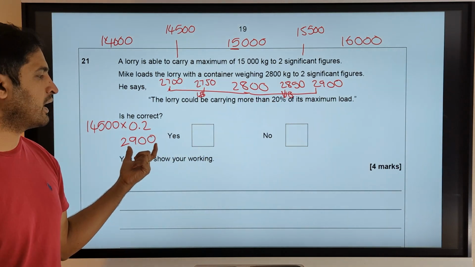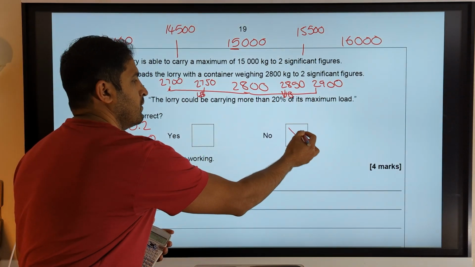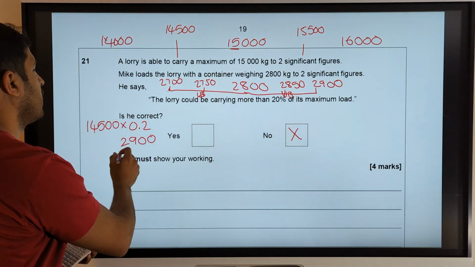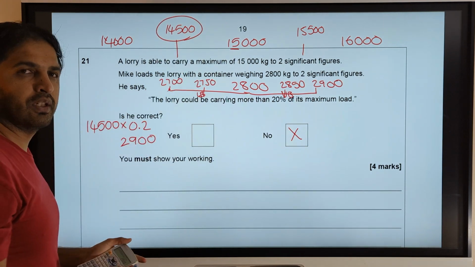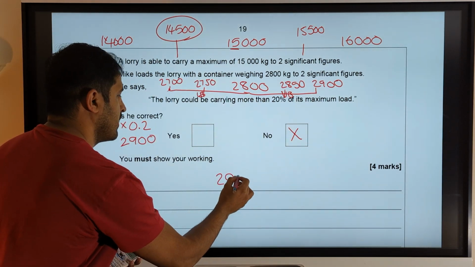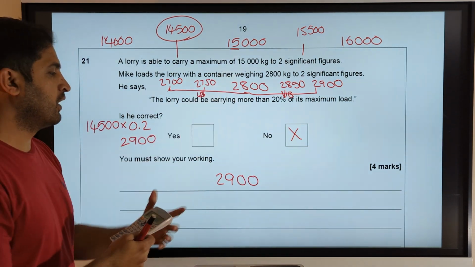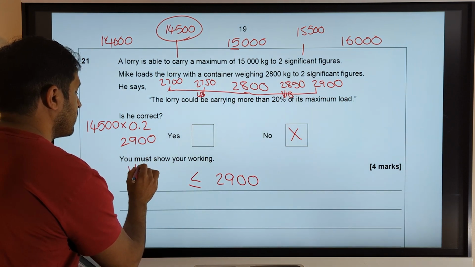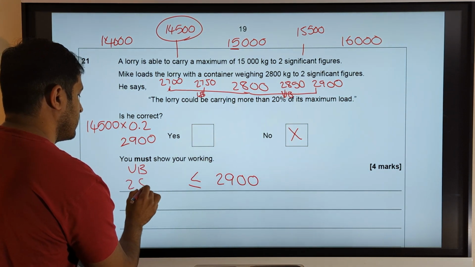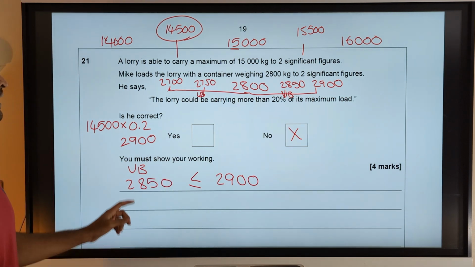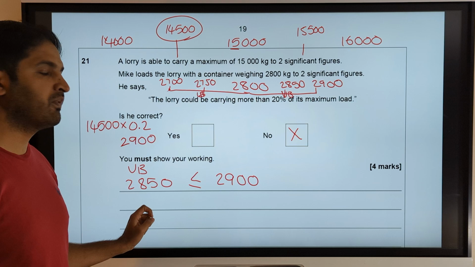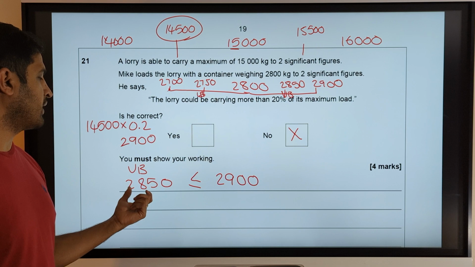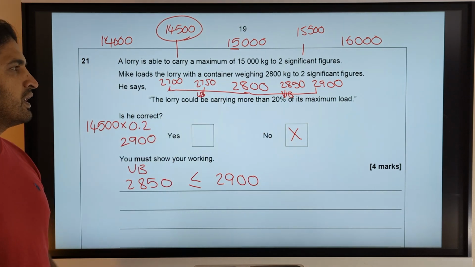So even if you're looking at the upper bound of the container, that's still not going to be close to 2,900. So we have to say no, and you show the working out, because 20% of the lower bound is 2,900, which is a lot less than the lower bound or upper bound of the container. So the maximum weight the container could have had was 2,850. So 2,900 is higher than 2,850. Therefore, the statement is wrong.